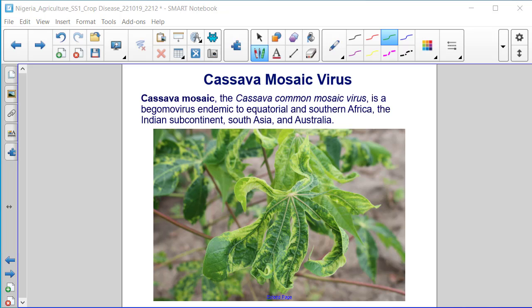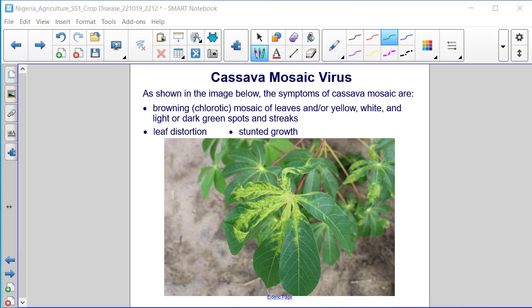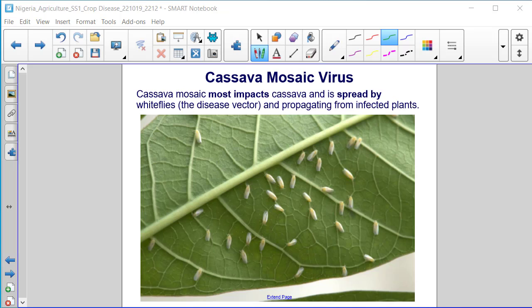Cassava mosaic virus. Cassava mosaic, the Cassava common mosaic virus, is a begomovirus endemic to equatorial and southern Africa, the Indian subcontinent, South Asia, and Australia. As shown in the image below, the symptoms of Cassava mosaic are browning, chlorotic mosaic of leaves and/or yellow, white, and light or dark green spots and streaks, leaf distortion, and stunted growth.